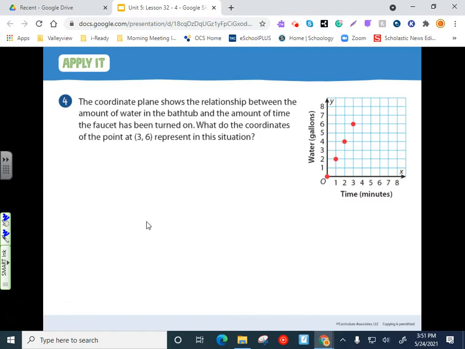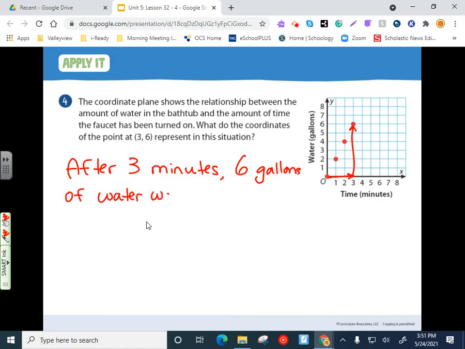Number 4, the coordinate plane shows a relationship between the amount of water in the bathtub and the amount of time the faucet's been turned on. What do the coordinates on the point 3, 6 represent in this situation? So here's 3 and 6. What that represents, that point right there, is that after 3 minutes, 6 gallons of water was in the tub.